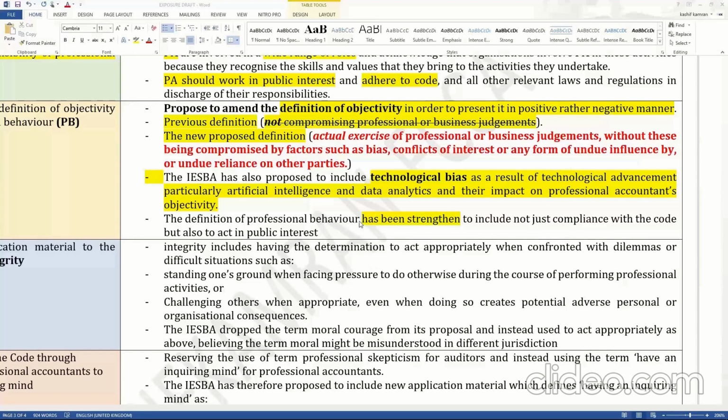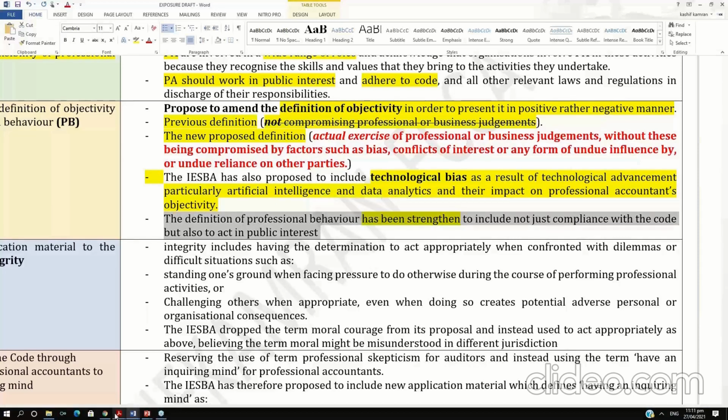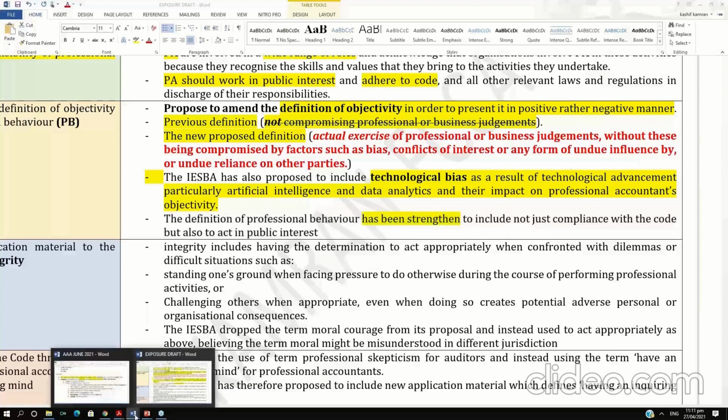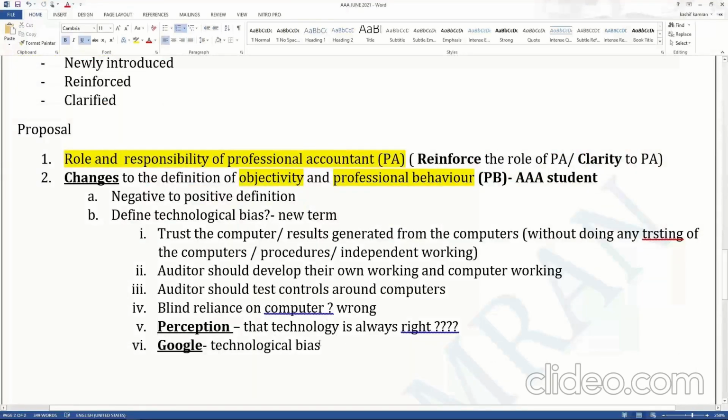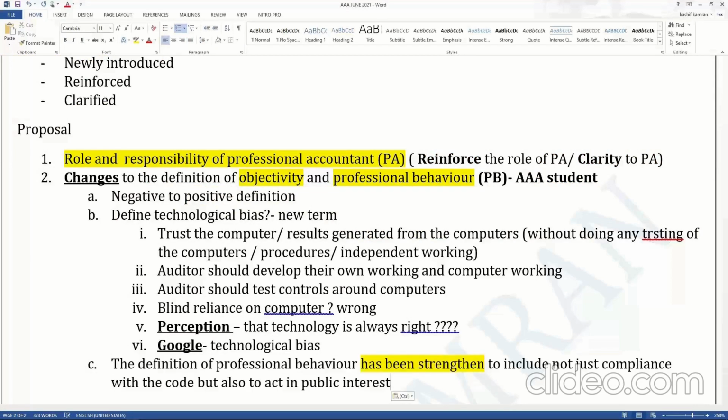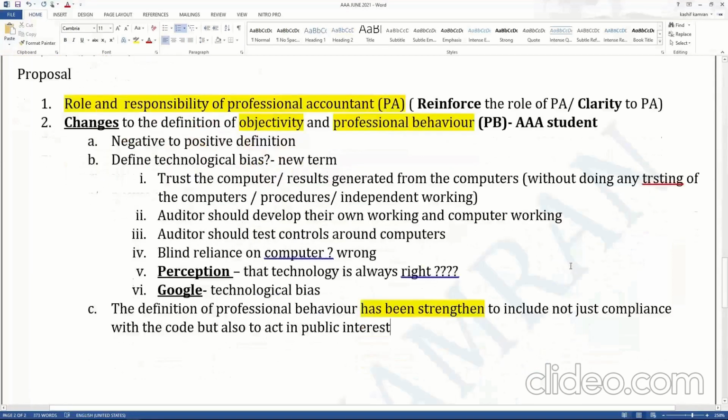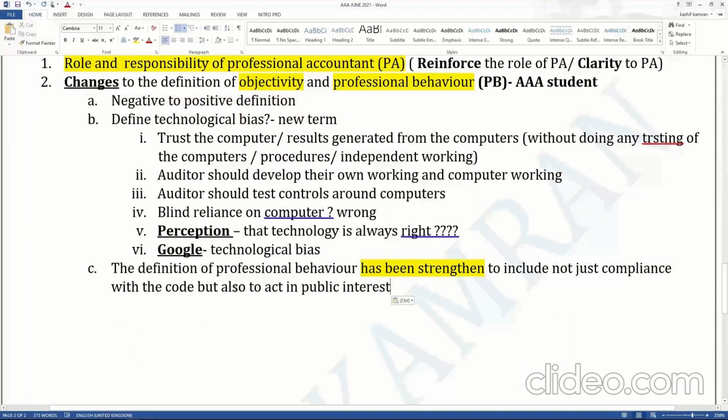So the definition of professional behavior has just been strengthened, and it is not just that you comply with the code of conduct, it's also that you work in the public interest. So that's the third important thing, right? Which you should know from the proposal, that the definition of professional behavior has been strengthened to include not just compliance with the code of conduct, but also to work in the public interest.